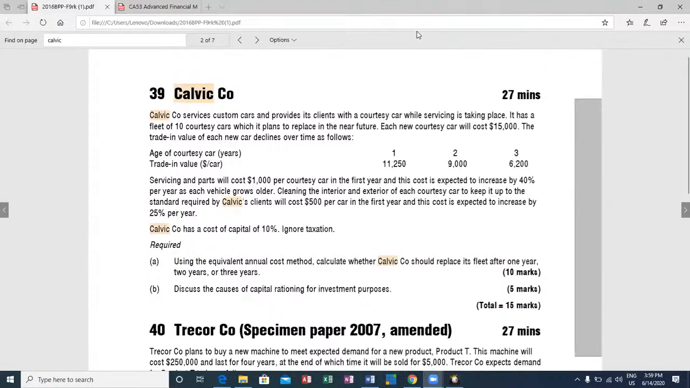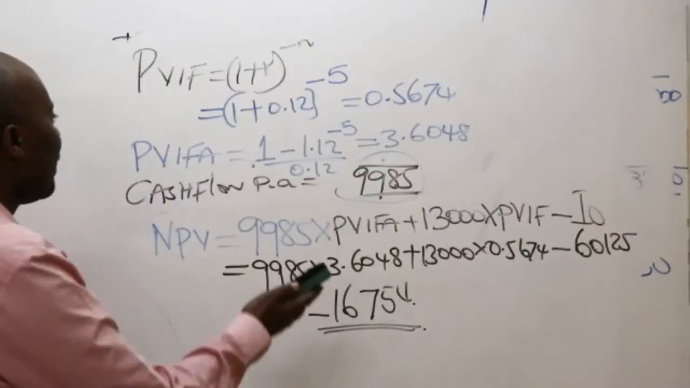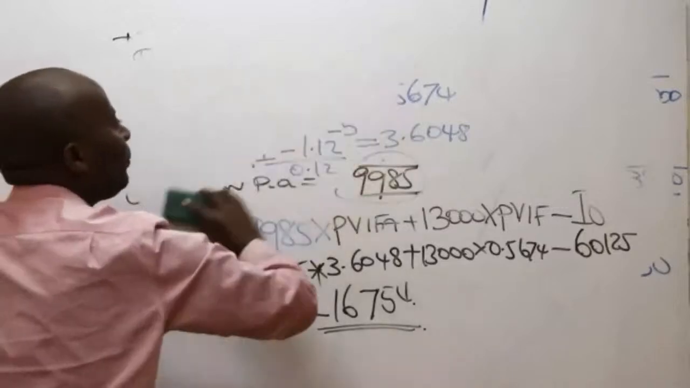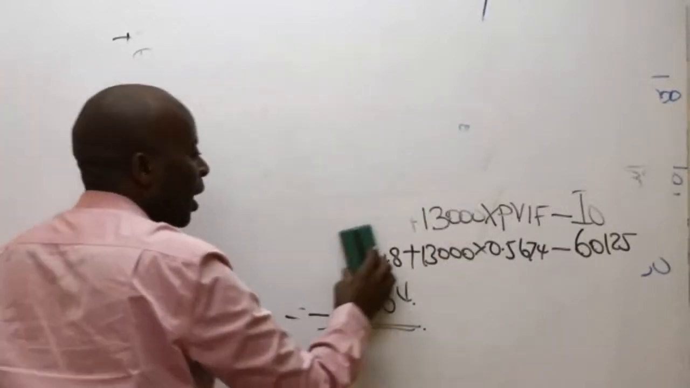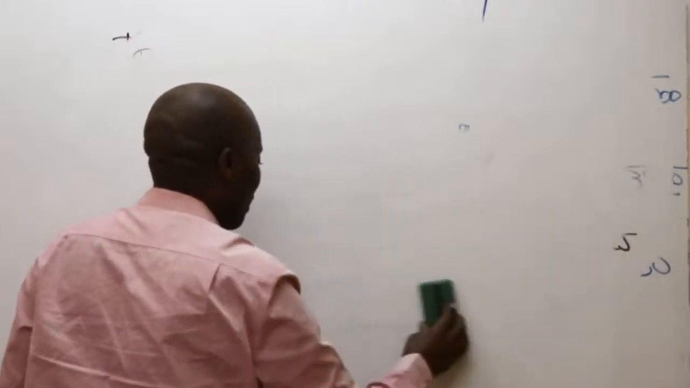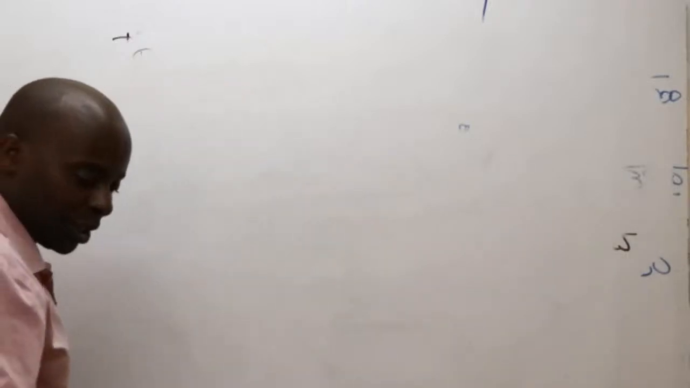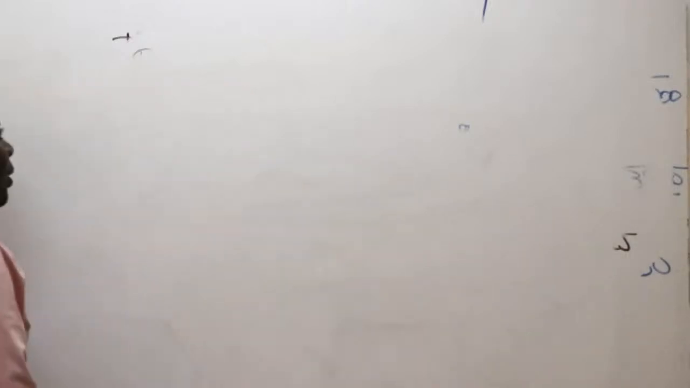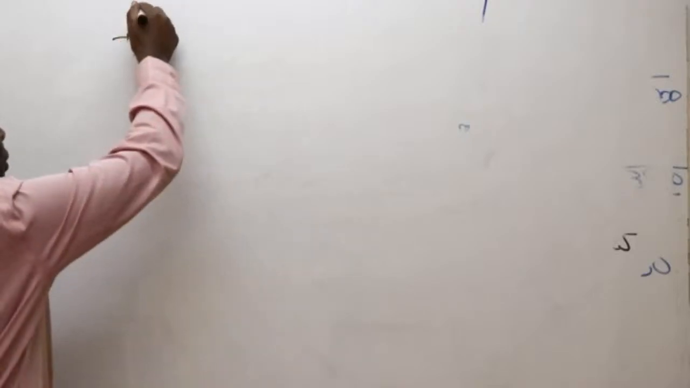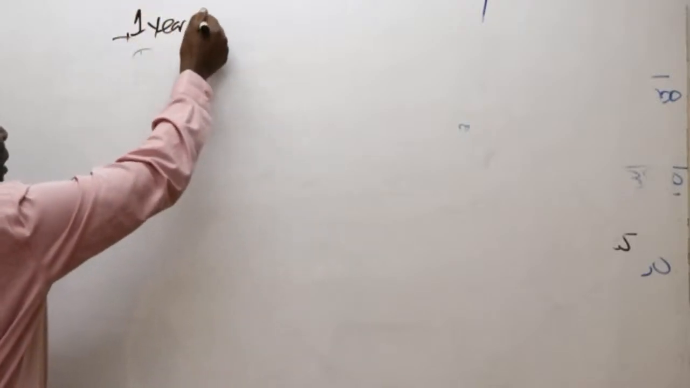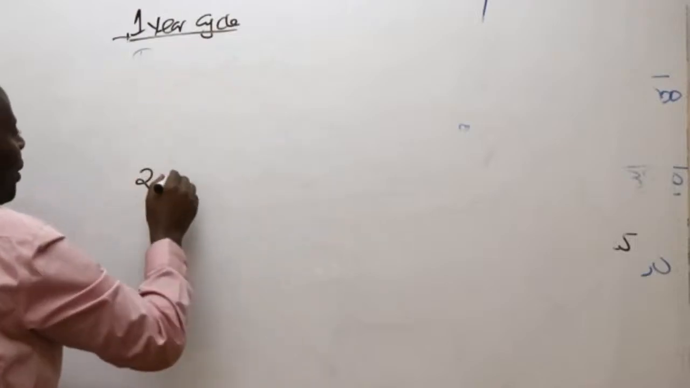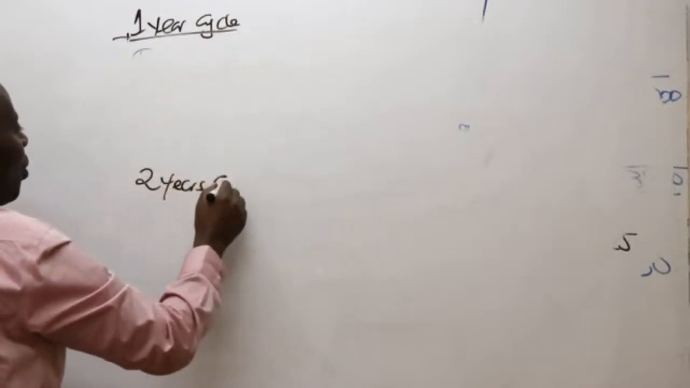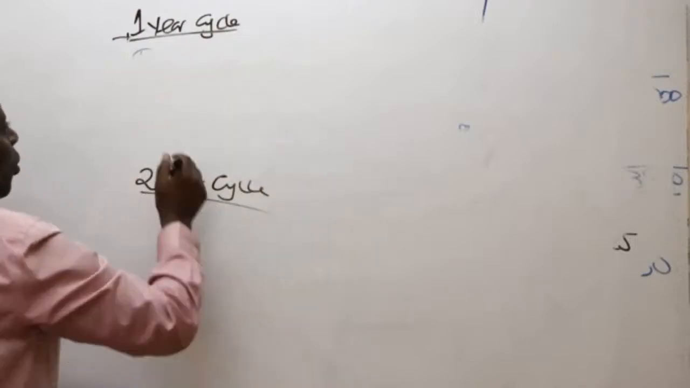So ladies and gentlemen, this is a straightforward question. What I'm going to do is consider the cash flows of one car over each of those 3 years' cycles. One car only. So we start with the 1 year cycle, then we have the 2 year cycle.